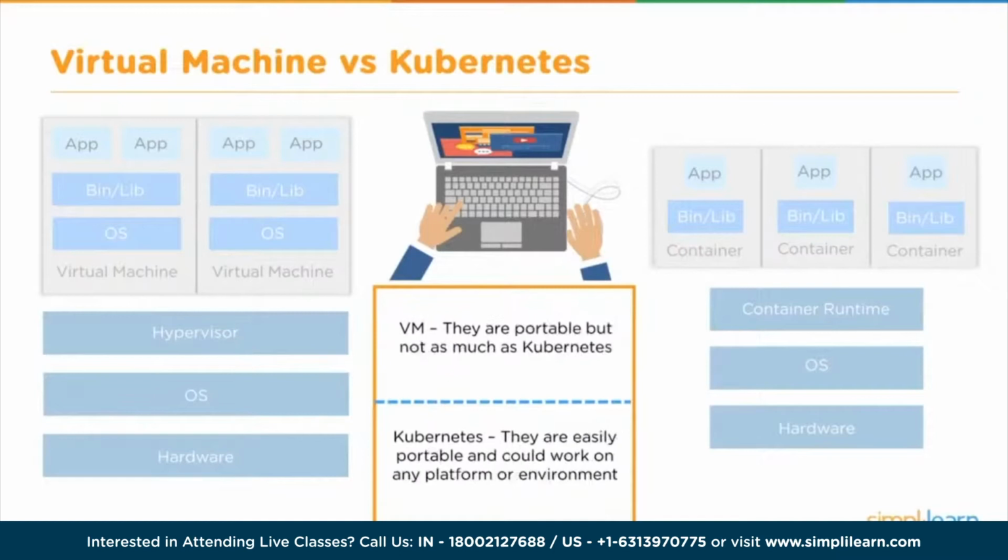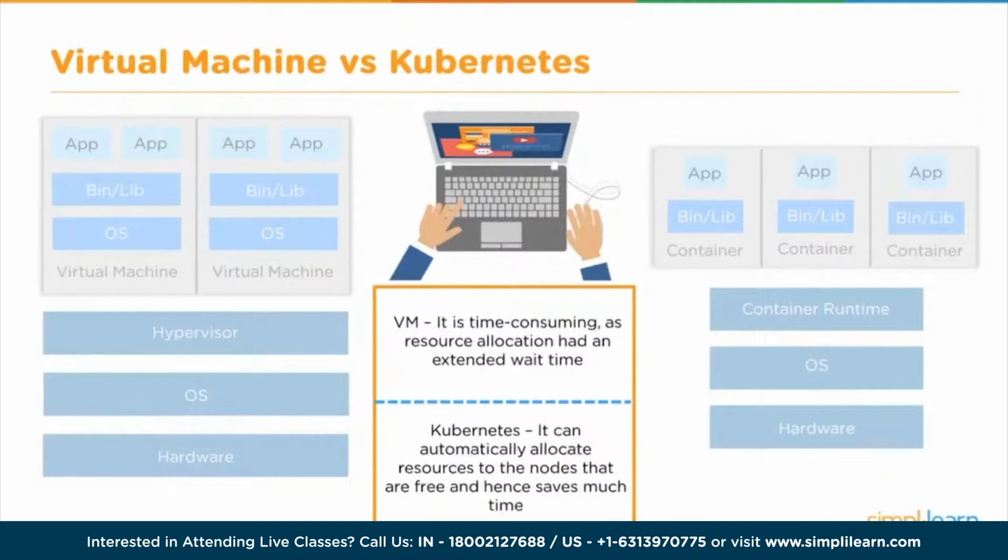So as we highlighted here, VMs are not as portable as Kubernetes, and Kubernetes is portable directly related to the use of containerization. And because Kubernetes is built on top of containers, it is much less time consuming because you can script and automatically allocate resources to nodes within your Kubernetes environment. This allows the infrastructure to run much more effectively and much more efficiently.